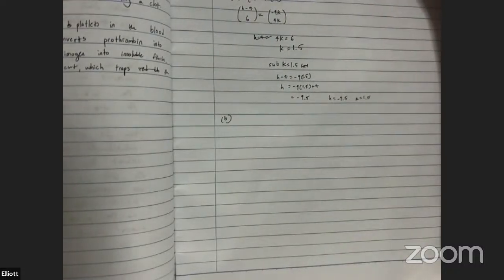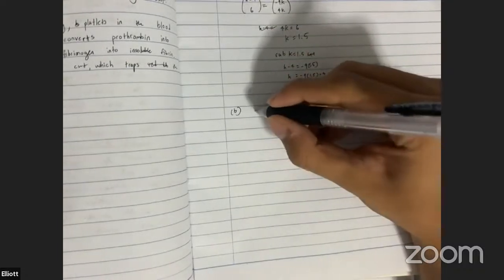Part B, vector, already a drawing, still very long, right? The question gives you a lot of wording, this, that. Let's see whether you can do it or not.